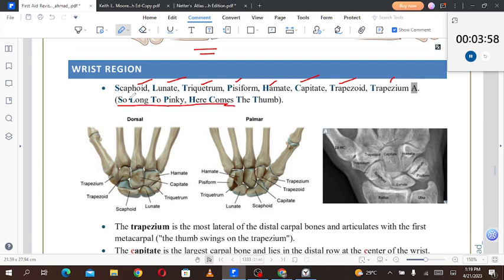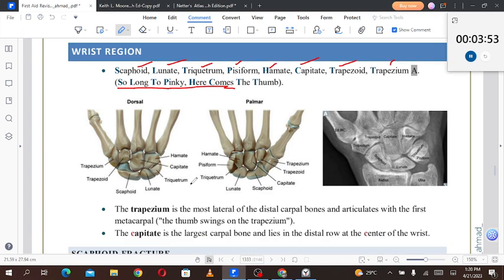So long to pinky: scaphoid, lunate, triquetrum, and pisiform. These are divided into 2 lines. The lower line is composed of scaphoid, lunate, triquetrum, and the pisiform. The other 4 are above that, which are hamate, capitate, trapezoid, and trapezium. Here comes the thumb is the upper line, while so long to pinky is the lower line.